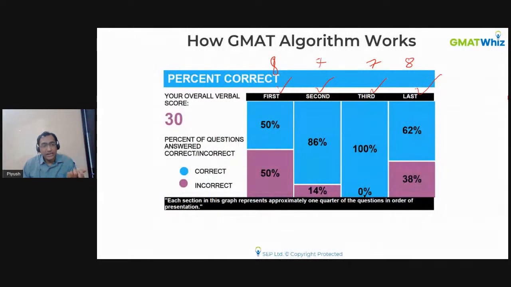So how do I read it? What I understand from this is this student got 50% of the 8 questions right, which means he made 4 mistakes in the first quarter.